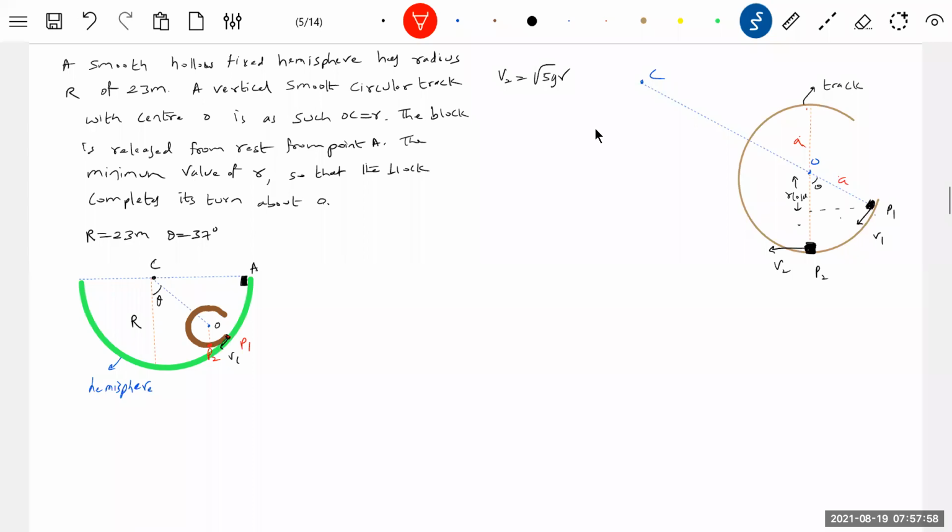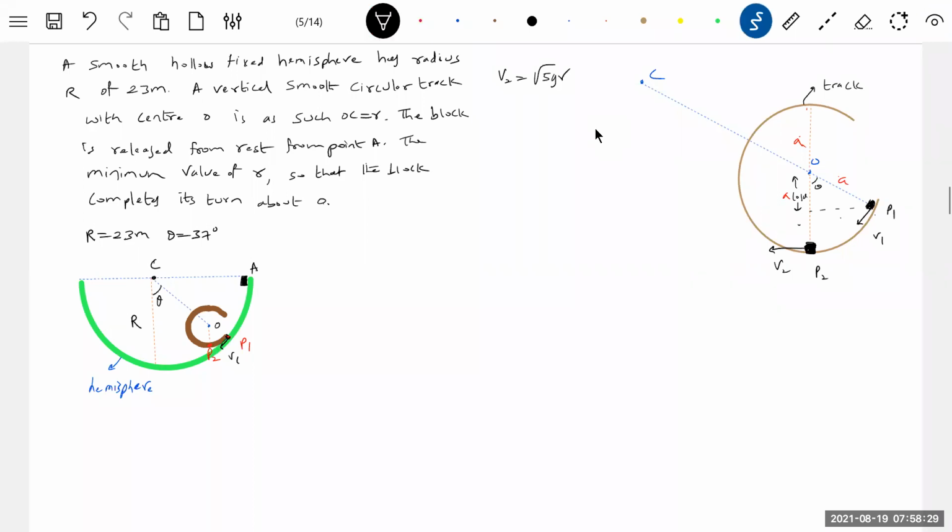What should be the smallest value of R? It is asking the minimum value of R so that the block completes its turn about O. We know the total radius capital R. Shall we do one thing? First we know theta. I want the velocity v1. Can I apply conservation of mechanical energy between A and P1? Yes, we can apply it. Sir, that should be A cos theta. A cos theta. Symbols, I'll change it all.